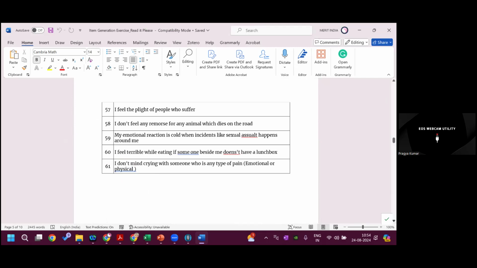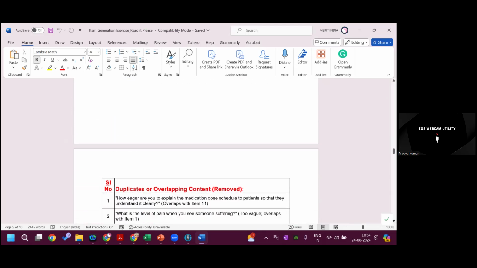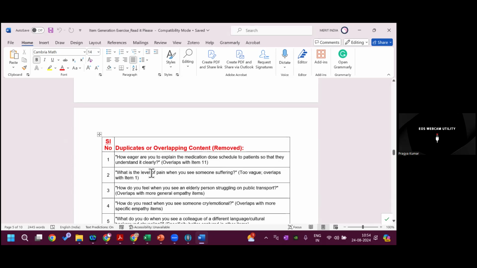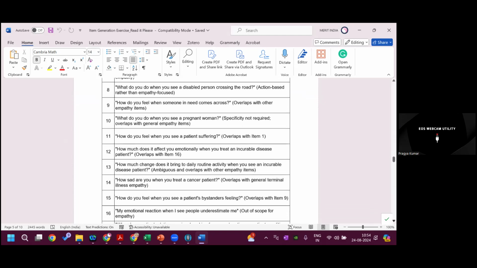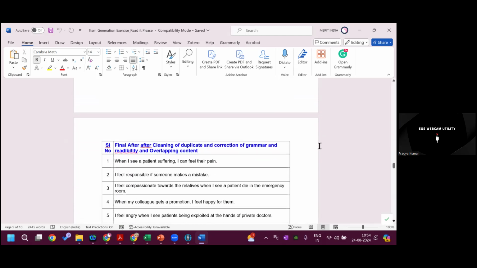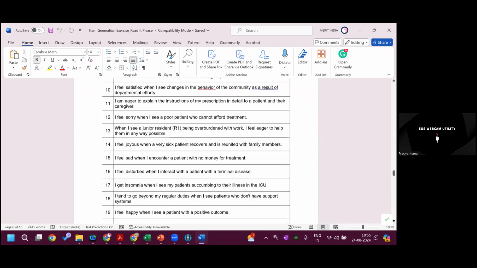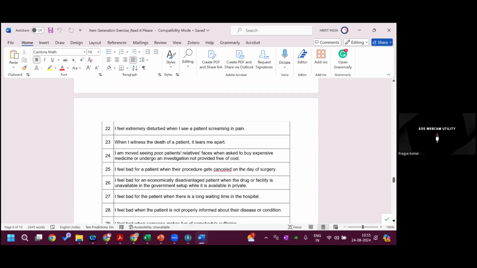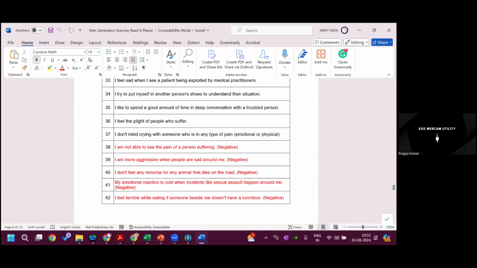So what we did then, we just removed the duplicates. Any duplicates or overlapping content, we removed. So you can see 17 questions had duplication. After that, we had the final questions. This one, you can see the final item pool. So the final item pool was a total of 42.